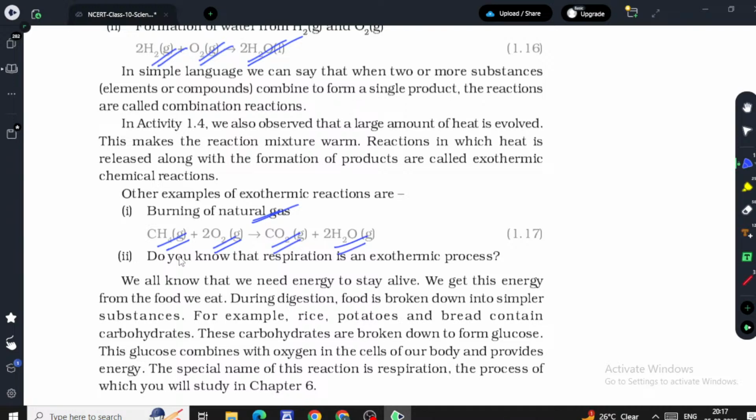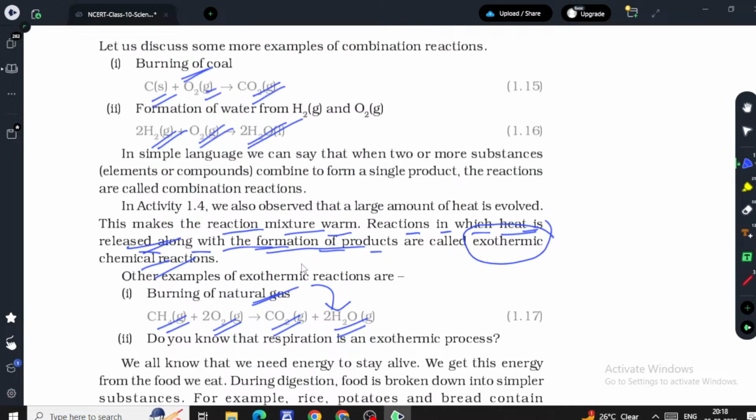Okay, do you know that respiration is an exothermic process? In activity 1.4, we also observed that a large amount of heat is evolved. This makes the reaction mixture warm. A reaction in which heat is released along with the formation of products is called an exothermic reaction. What is an exothermic chemical reaction? When heat is released along with the formation of the products. This is not a combination reaction, but this is an exothermic reaction.